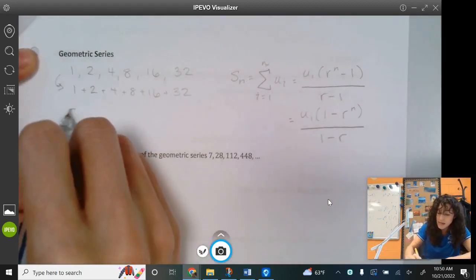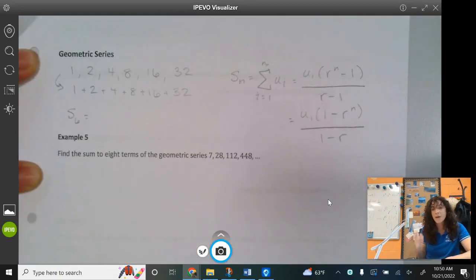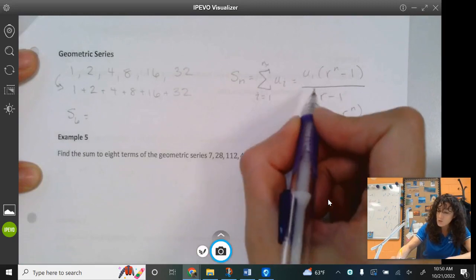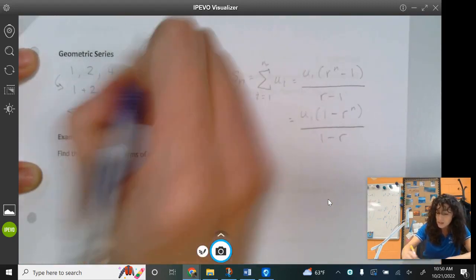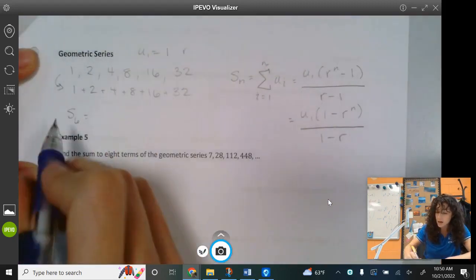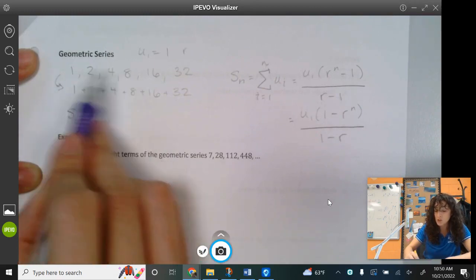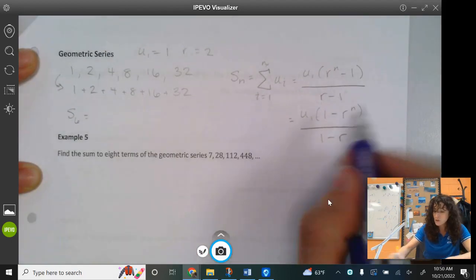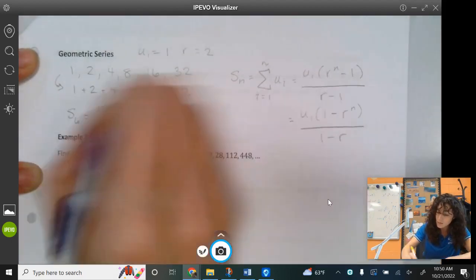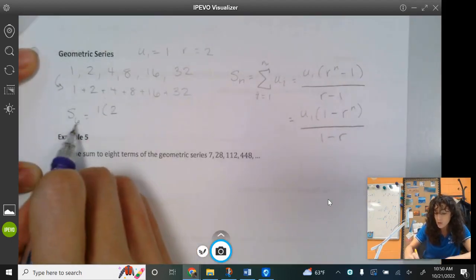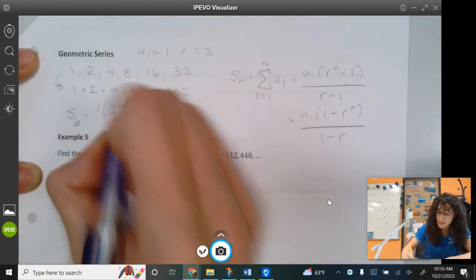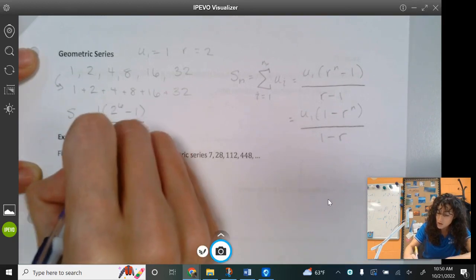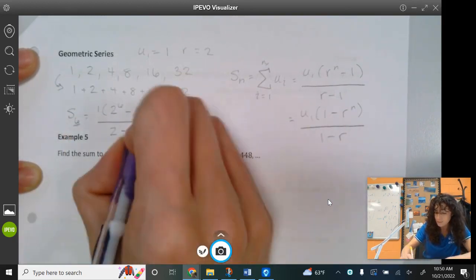So if I wanted to find S sub 6, which is the sum of the first 6 terms, I could use this formula. So U sub 1 is 1 in this case, and my r is, in order to go from term to term, I multiply by 2, so my common ratio is 2. So U sub 1, which is 1, times my r to the nth power. Realize n is 6, which means I raise to the 6, and then just minus 1, and then I do this all over my r minus 1, which is 2 minus 1.